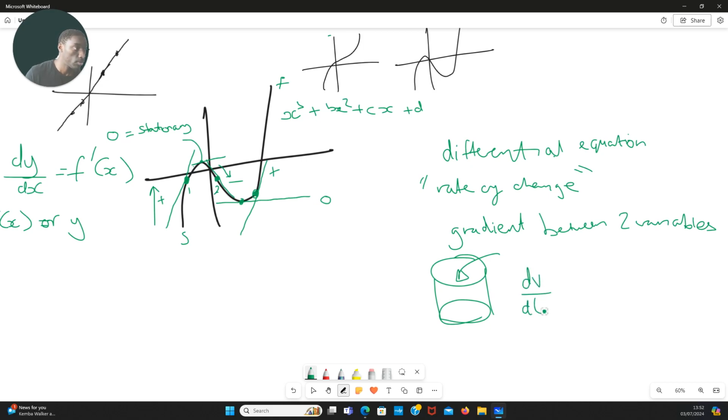So therefore, my differential equation is going to start with a differential, which is V for volume and with time. So it's going to be increasing. So I'm going to have an equation which is describing my gradient and the rate of change of my volume with time. And again, I won't go too much into detail, but this is essentially why we use differentiation and how it could be used in other areas.